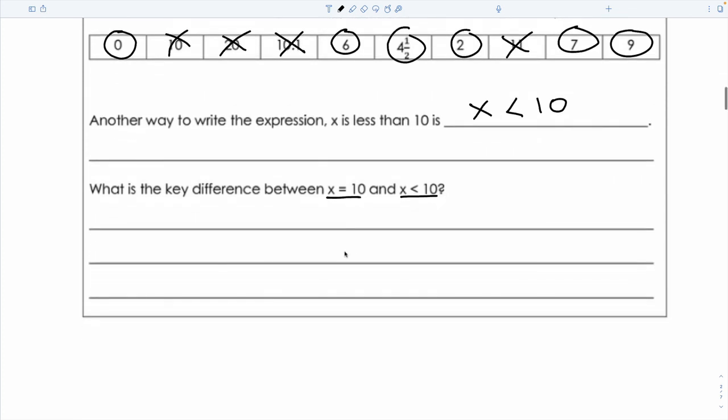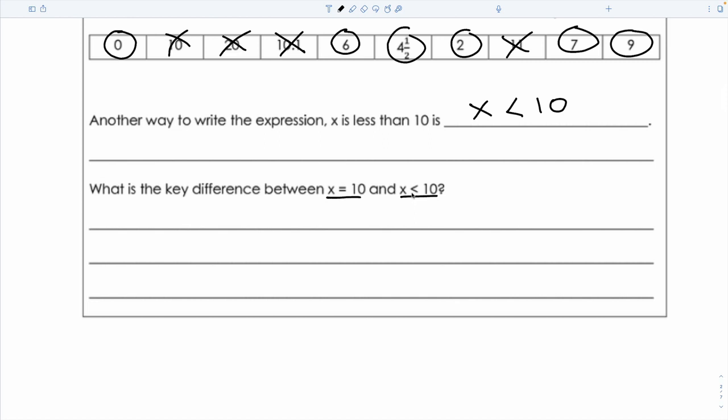Get ready to turn and talk. Jot one sentence first. I'll give you about 20 seconds. What's the main difference between an equals 10 and a less than 10? Turn and talk. If you're in odd, you are starting. If you don't have a partner, look behind you or to your right. What's the difference between an equals 10, less than 10? Go.